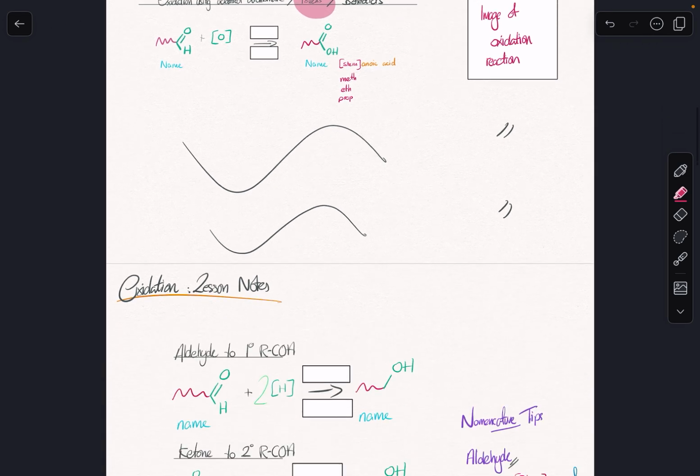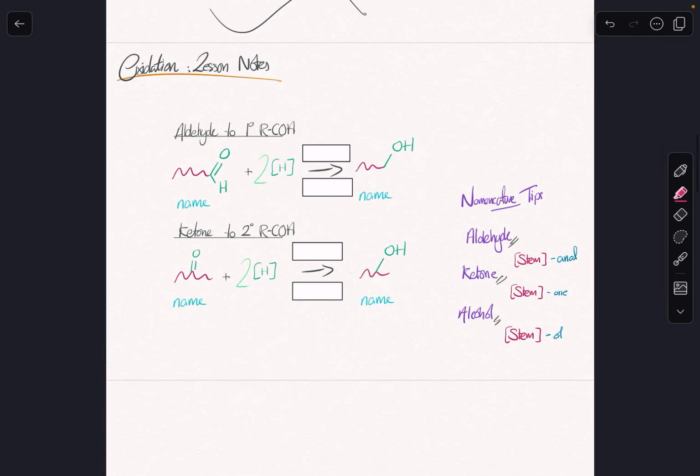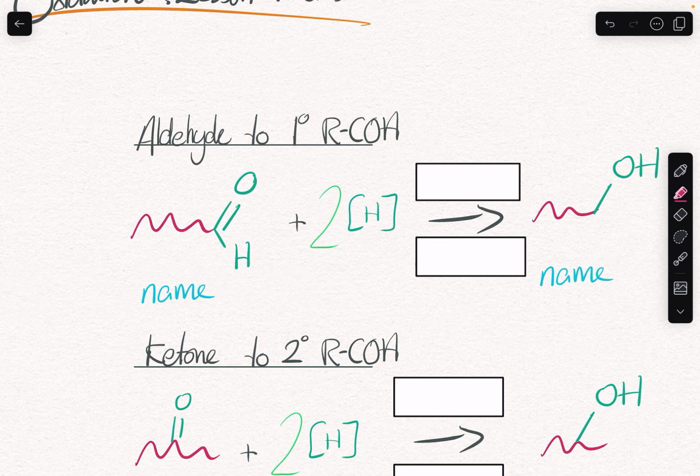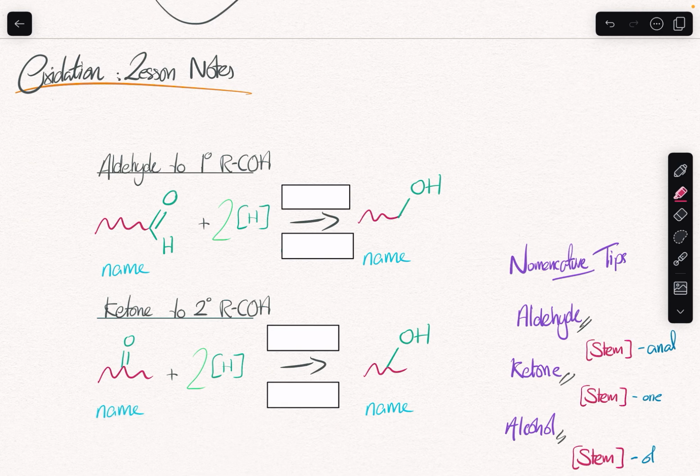Next thing we're going to look for is down here where we have our reductions. I've actually given you the balanced equation, so I'm just asking you to look for the conditions. I'm not going to tell you what those conditions are. They're really, really easy to find online. Just make sure you're looking for them. So we're going to go from an aldehyde to a primary alcohol, and then a ketone to a secondary alcohol.